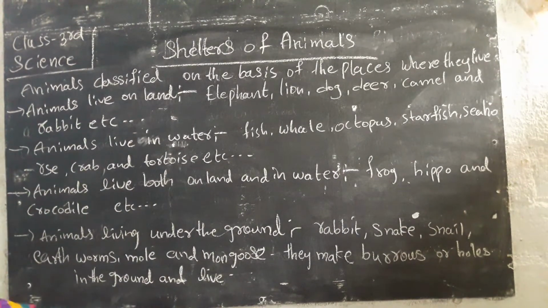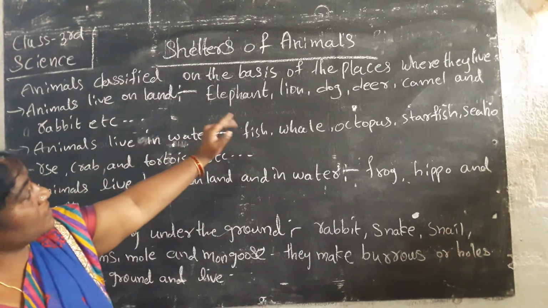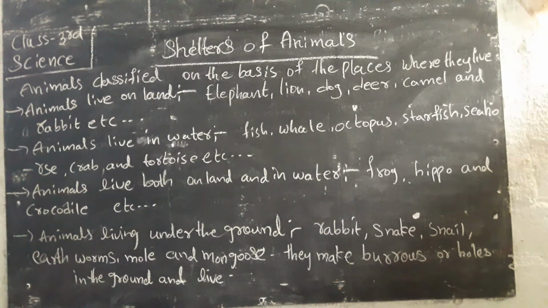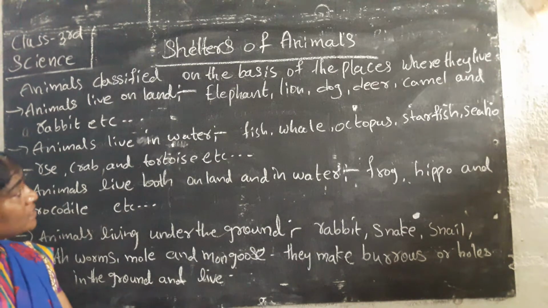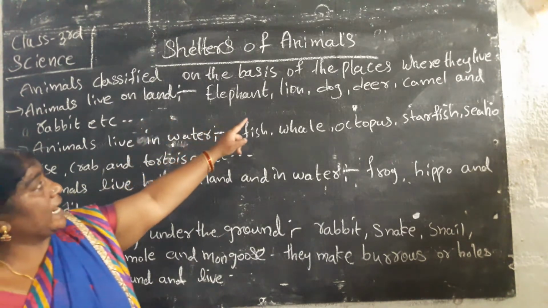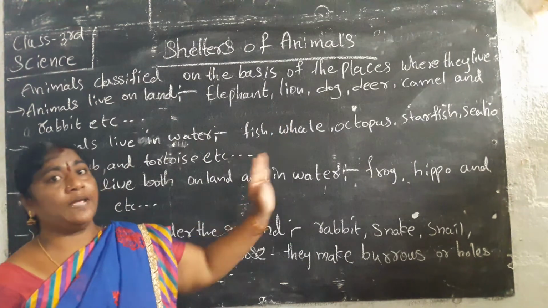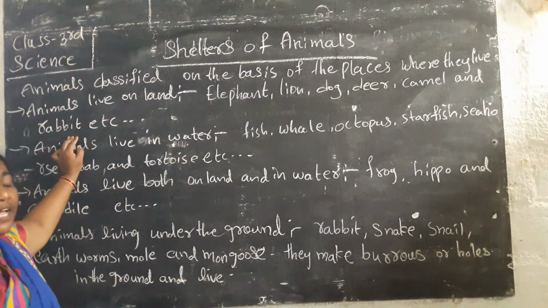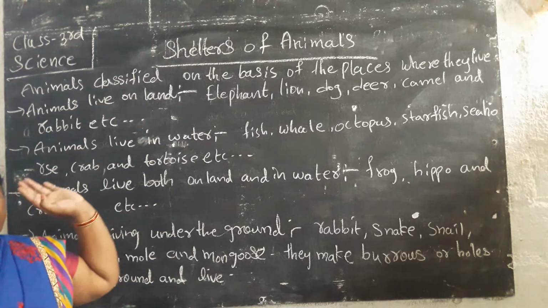First we have to learn to classify animals on the basis of the places where they live. Some animals live on land. Those animals are called land animals. Examples: elephant, lion, dog, deer, camel and rabbit. These are some of the land animals.